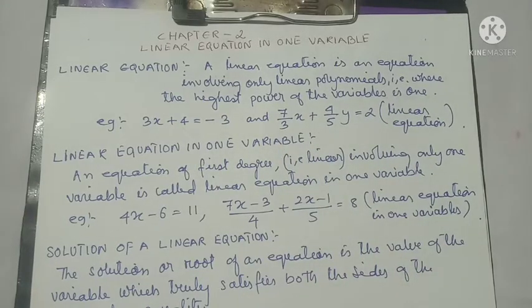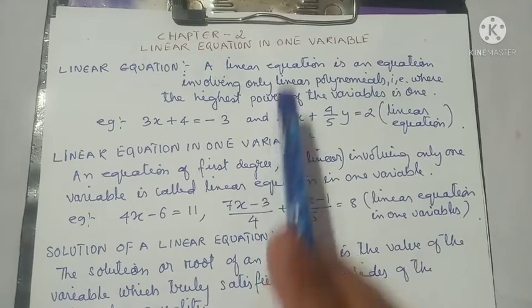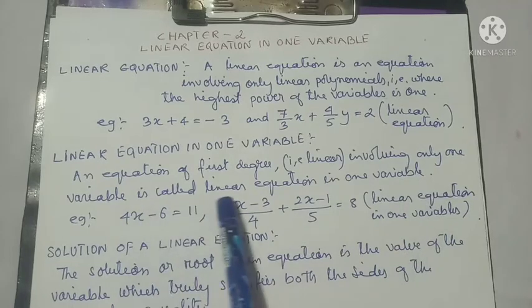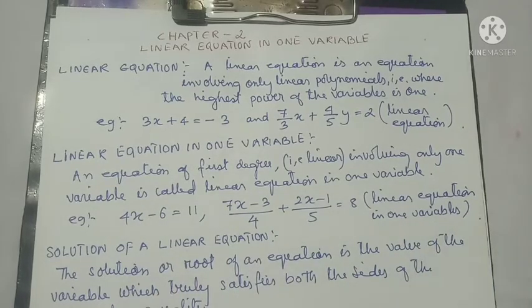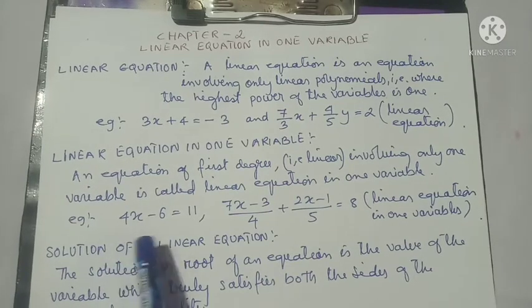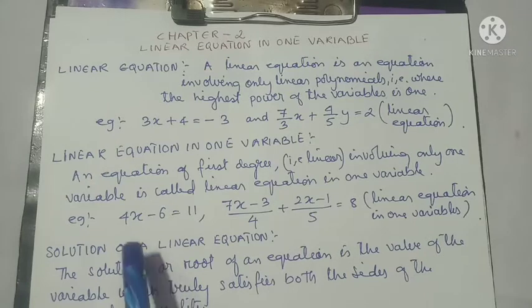Okay, so the next point is linear equation in one variable. What do you mean by linear equation in one variable? This is the name of our chapter. An equation of first degree, that is linear, involving only one variable is called a linear equation in one variable. In the linear equation where only one variable is there, we will say that it is a linear equation in one variable. It means that the variable x, y, z should include only one, x or y or z or a, b, c, whatever letters we prescribe as a variable.